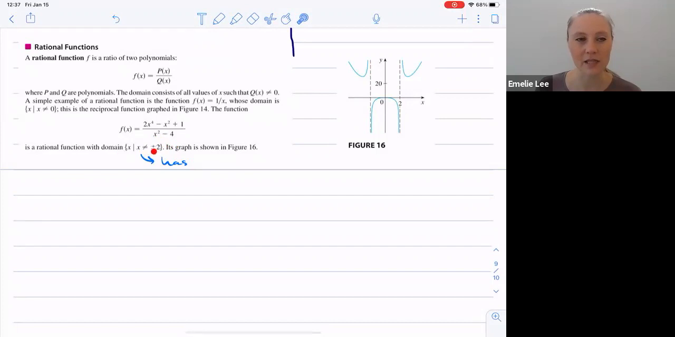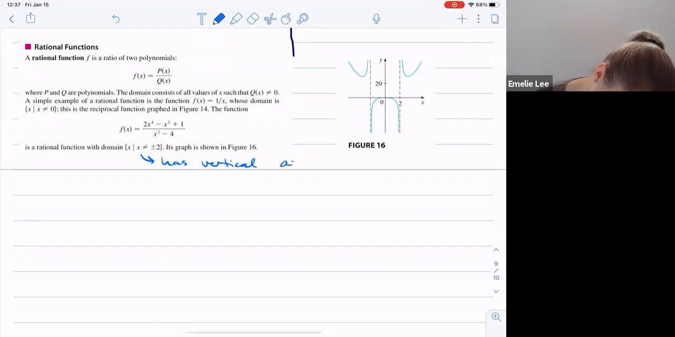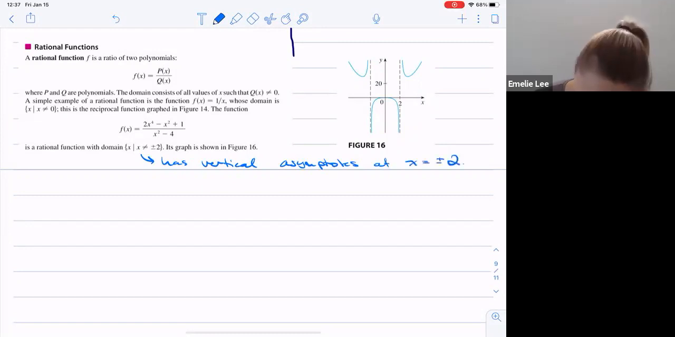But really what it's saying is that we're going to have vertical asymptotes at plus and minus 2. Has vertical asymptotes at x is plus minus 2, right? Which is what we're seeing here and here.